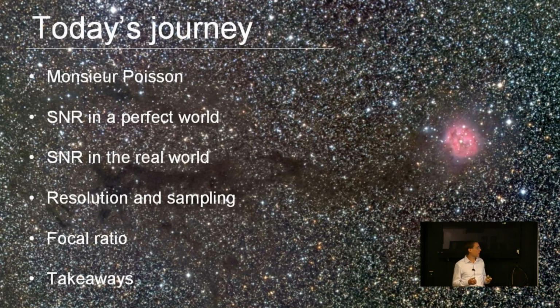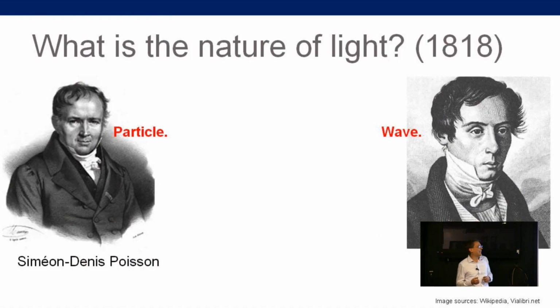So let's start off with poor Mr. Poisson. In 1818, the French Academy of Sciences wanted to understand once and for all what is the nature of light. So Newton had said it's corpuscular. It is composed of some kind of particle. And Siméon Denis Poisson agreed with that. He was a member of the Academy.